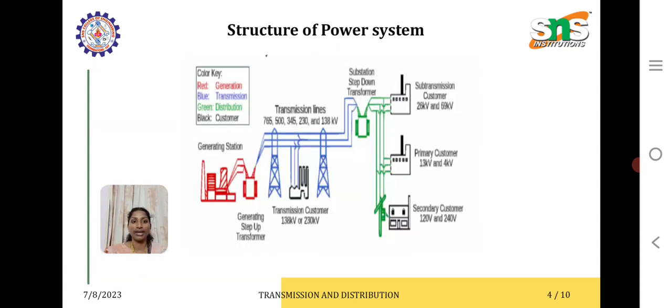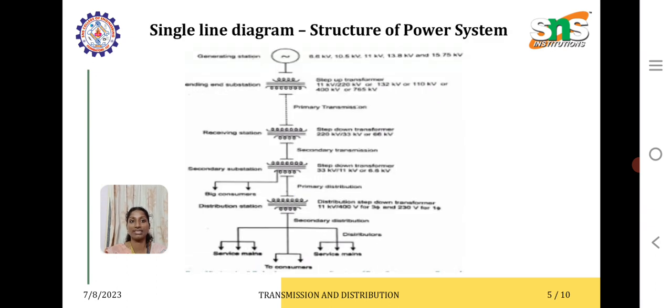See, this is again a clear picture. The generating station is shown in red color, the transmission is shown in blue color, and the green color indicates the consumers: primary consumers, secondary consumers, and sub-transmission consumers who consume higher voltage. The primary consumers consume around 4 kilovolt, and the secondary consumers 120 to 240 volts. So this is the structure of power system.